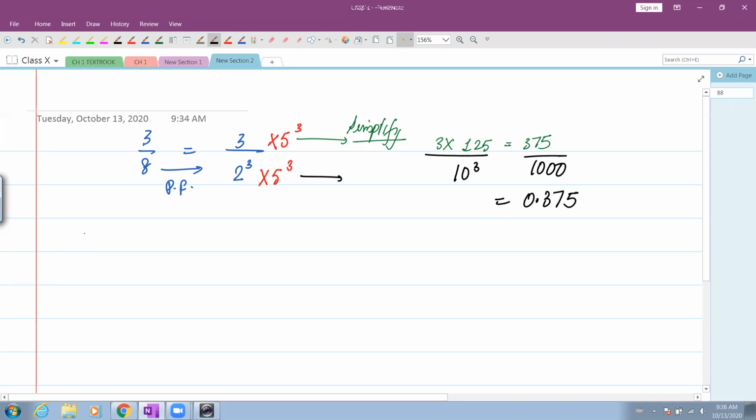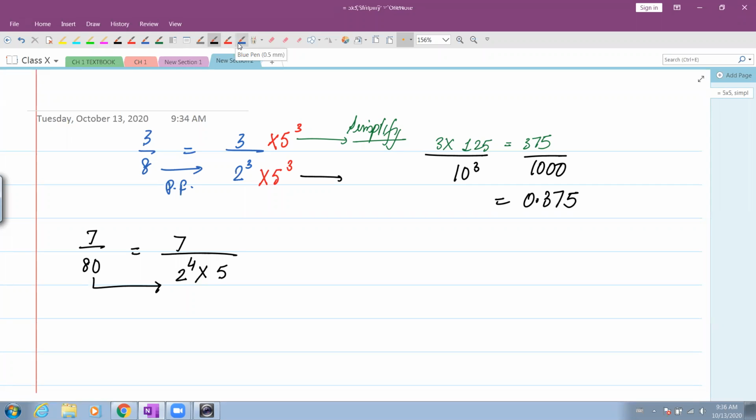Let's take another example. 7 by 80. So you have 7 over 80. The first step is to prime factorize your denominator. The prime factorization of 80 will be 2 raised to the power 4 into 5. 16 5s are 80. So this is what you have. I would like to make my denominator an exponent of 10. So I need this.